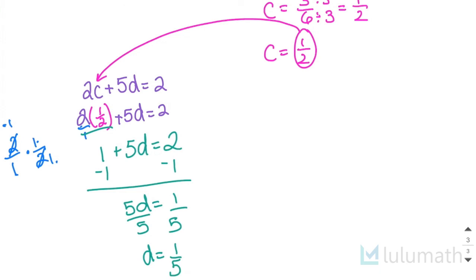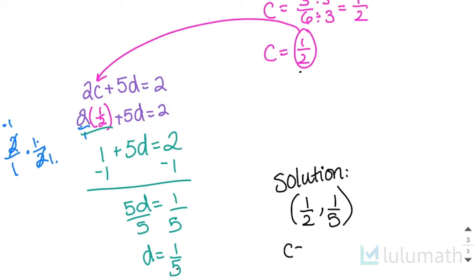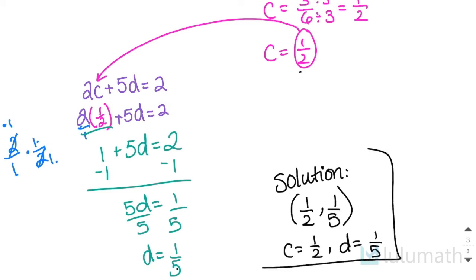So that means that my solution, remember when we write our solution out, we always do it in alphabetical order. So since C comes before D, we'll just say it's 1/2, 1/5, or we could just say C equals 1/2, D equals 1/5, and we are done.